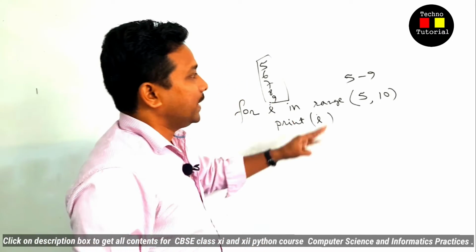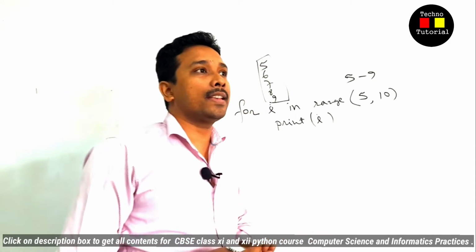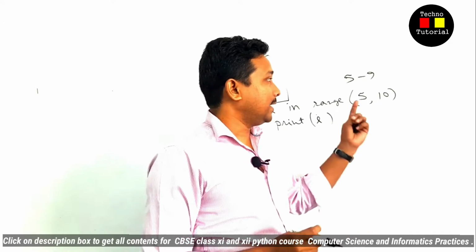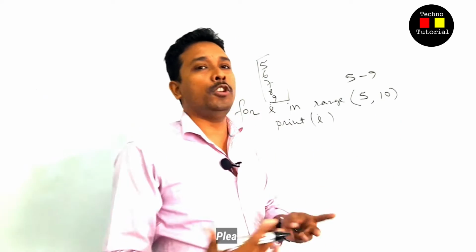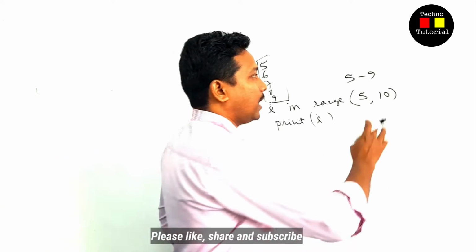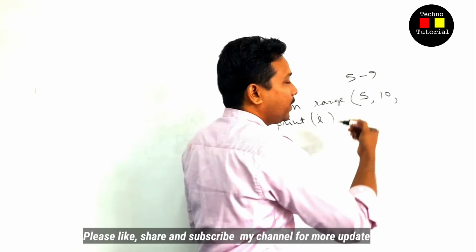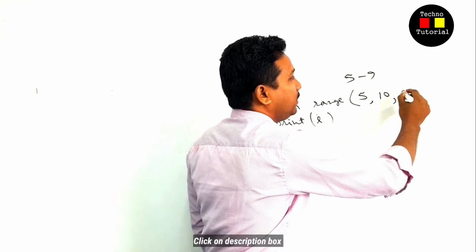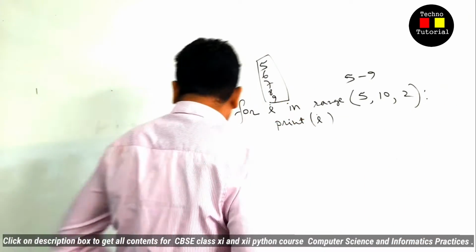Clear? Now you may get one another value here also. That is called the step. This is actually the start here, and this is the stop, and one more value you may get sometimes, that is the step. Okay, so how does it execute in that case? Now remove this. If you are going to get here 5, 10, 2, then what will it do?